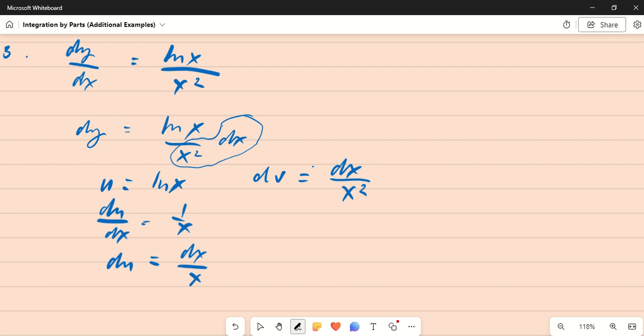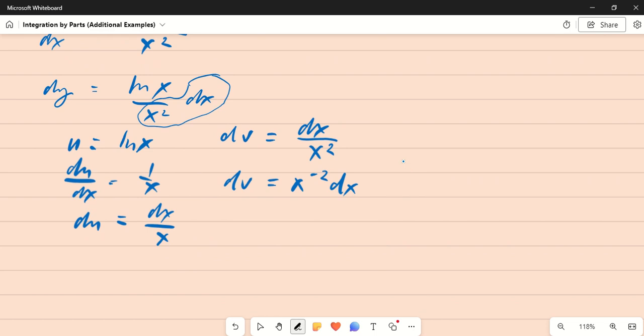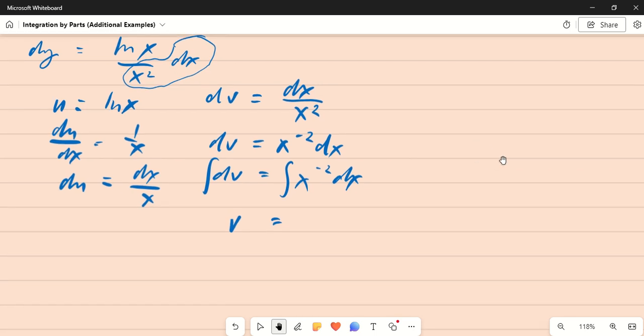Then after that, you rewrite again the equation dv, and this time you have x raised to negative 2 dx, because we will be applying basic integration techniques in getting your v. So getting the integral of both sides, you have the integral of dv is equal to the integral of x raised to negative 2 dx. So definitely your v now is x raised to negative 1, because you have here negative 2 plus 1, and in the denominator you have your negative 1.